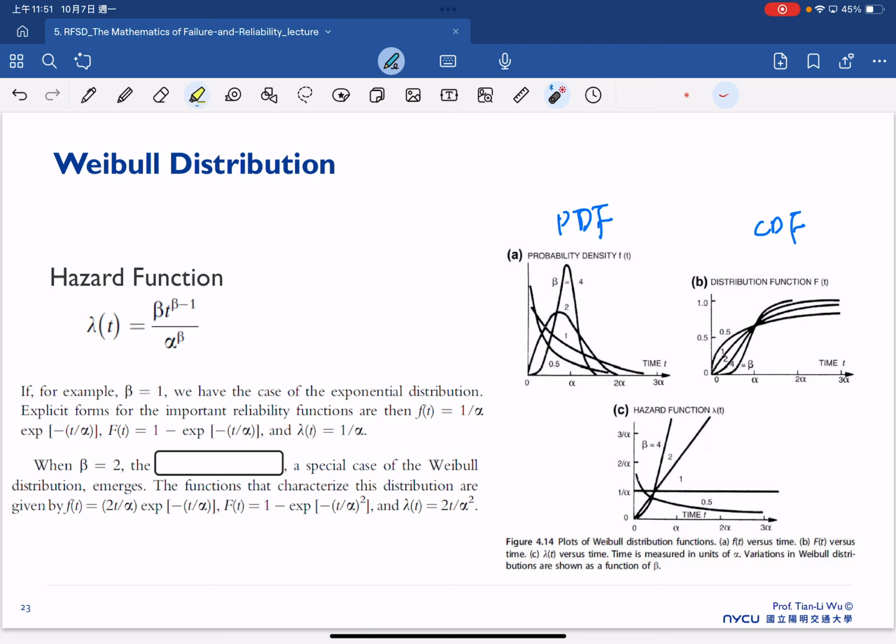If beta is equal to 1, then this goes back to the exponential distribution, so the equation simplifies to an exponential function. And if beta is equal to 2, there's another name, which we call the Rayleigh distribution.